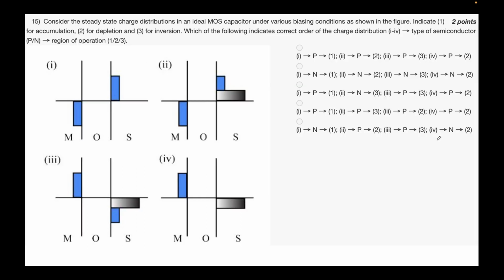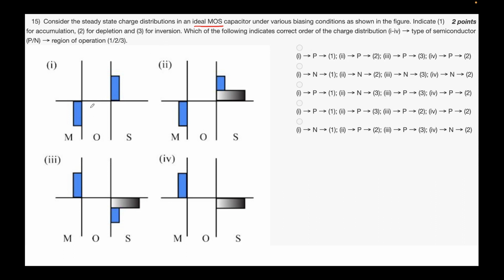This problem is just to summarize, just to wake all of us up about what we have been talking about. The question says, consider the steady state charge distributions in an ideal MOSCAP. Remember, I had been saying always ask yourself whether the capacitor we are talking about is ideal or not. The question itself says that. Then the various biasing conditions are shown in the figure, which you don't know yet, but 1 stands for accumulation, 2 for depletion, and 3 for inversion.